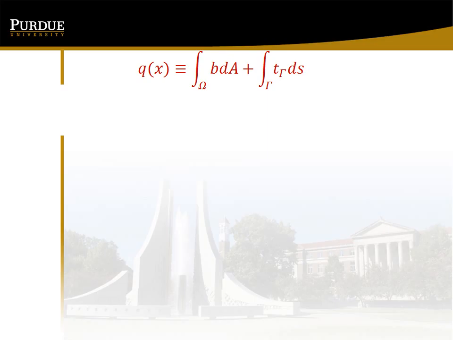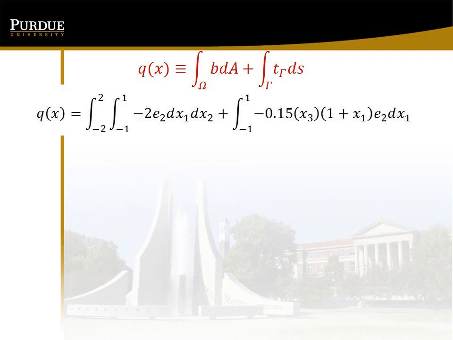Now we'll solve for the applied loading. The equation in red is the definition of the applied loading, or Q of x. Plugging in what we know, we get this following equation for Q of x. We're going to start with the first integration of the body force. Now, we'll work out the integration from negative 2 to 2 first. Next, we'll move on to the integration of dx1, which is from negative 1 to 1. Solving this integration, we get negative 16 E2.